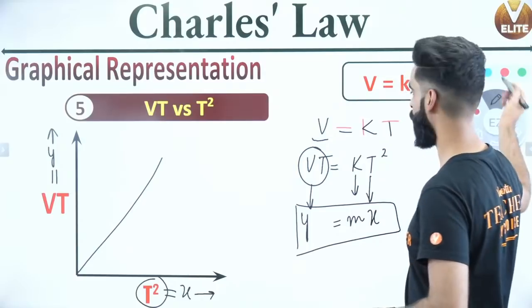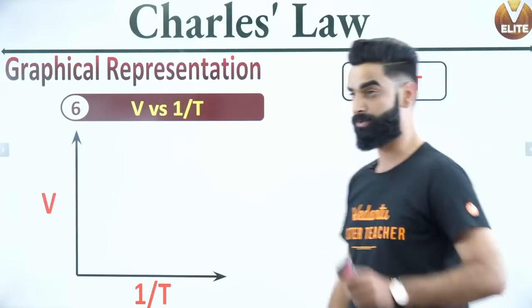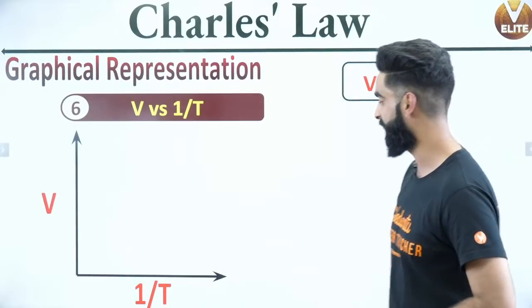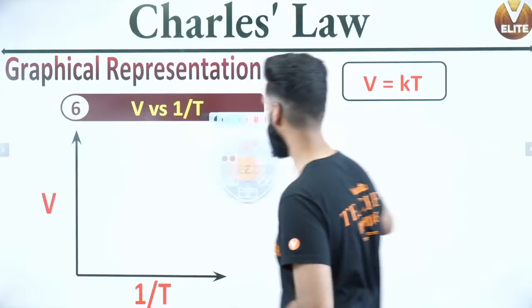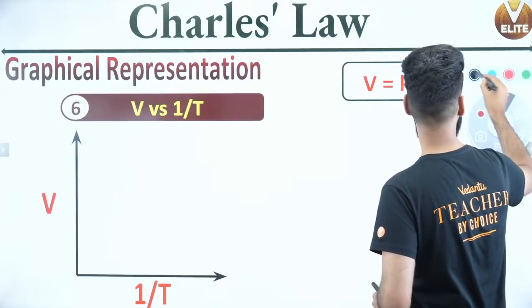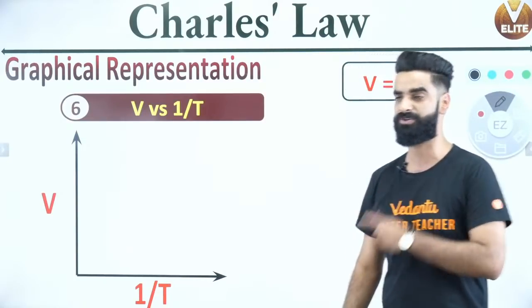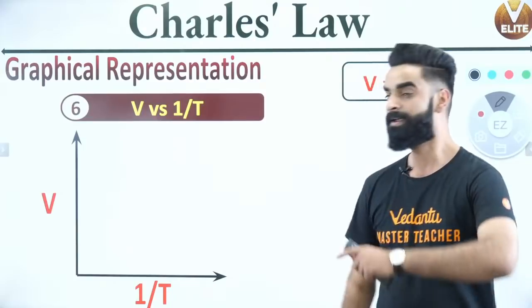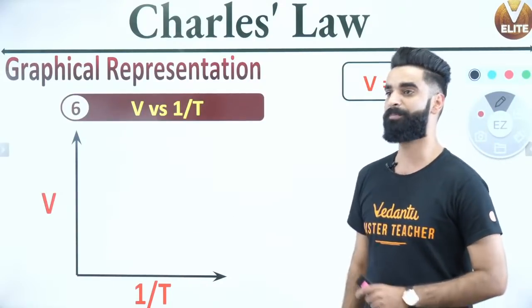So let's move on to one more curve, which you guys are going to tell me now. V versus 1 by t. What do you think will be the nature of the curve for V versus 1 by t? I want all of you to give the answer to this question. Fast.